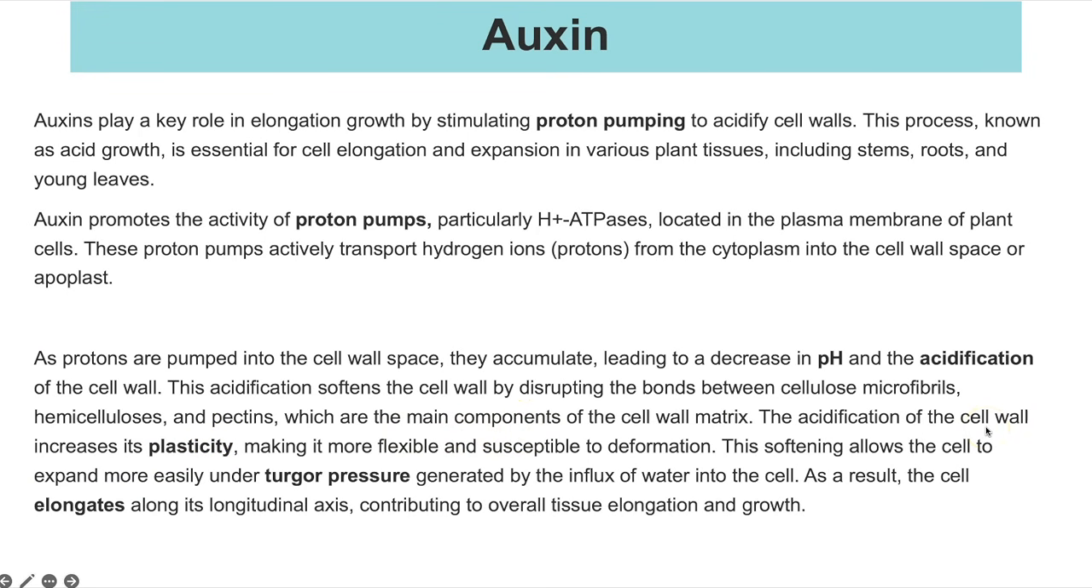That acidification of the cell wall increases its plasticity, making it more flexible and susceptible to deformation. This softening allows the cell to expand more easily under turgor pressure, generating the influx of water into the cells, and as a result, the cell elongates. And that's how we get that cell elongation.